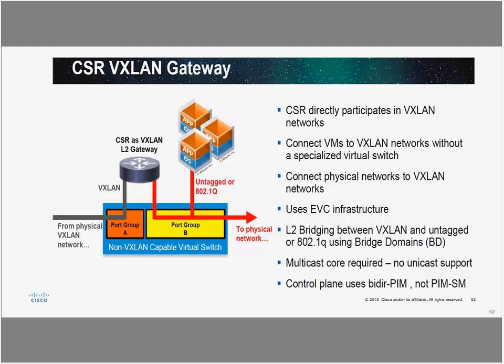And as I mentioned, it also acts as a CSR VXLAN gateway. It directly participates in VXLAN, so you can connect your VMs to the VXLAN networks without a specialized virtual switch. It can be a terminating point for your VXLAN and the VLAN. It provides that bridging at the virtual level with the help of CSR 1000V. So if you have routing capabilities needed at the cloud level, and you also need VXLAN, then the CSR 1000V would be the solution to go with.